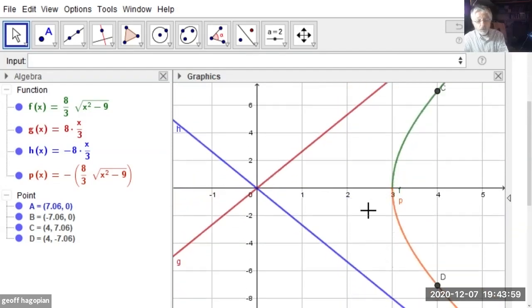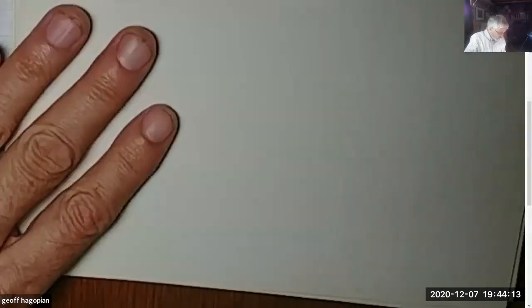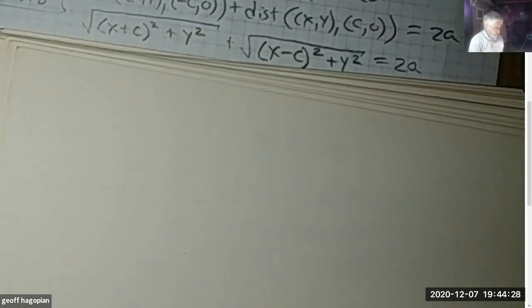But let me show you another way of plotting this, which is to use the parameterization of it. Okay. So this would be pencil and paper again. And I think we need a new sheet of paper for this. There we go.